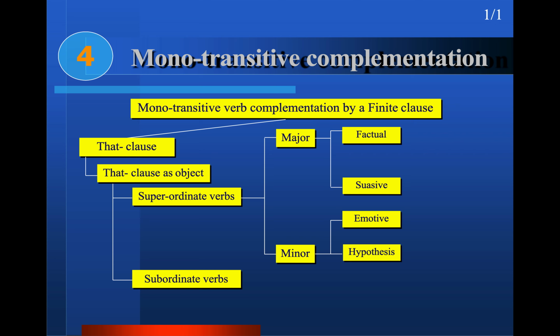Whenever we talk about that clause, we talk about two kinds of that clauses as objects: superordinate verbs and subordinate verbs. Superordinate verbs are major verbs and minor verbs. Major verbs are factual verbs and suasive or persuasive verbs. Minor verbs are emotive verbs and hypothesis verbs.